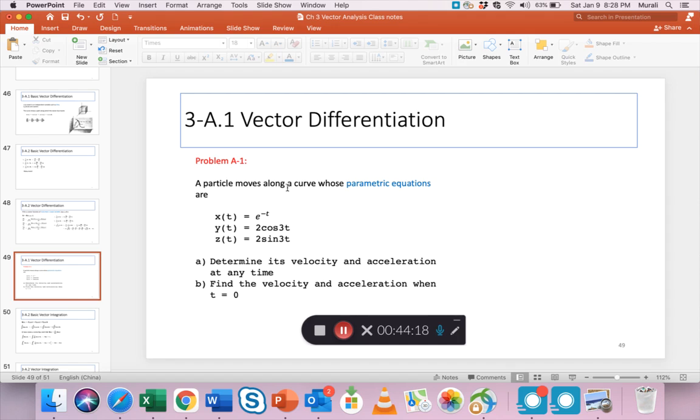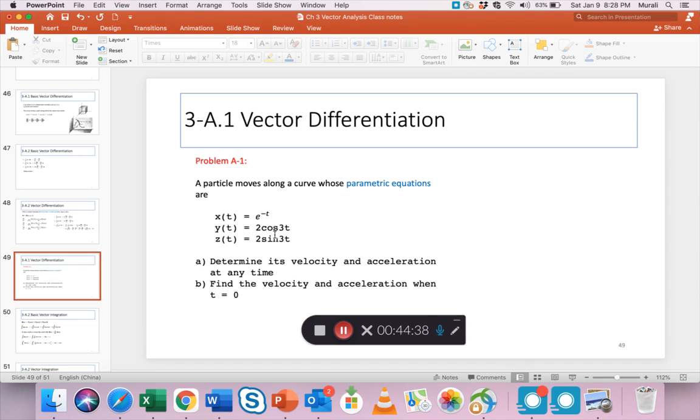So a particle moves along a curve whose parametric equations are x, y, z. So remember this term, you might run into it often. What that means is this curve has these three components x, y, z, that define how the curve is behaving.